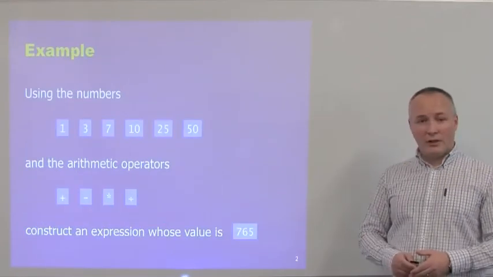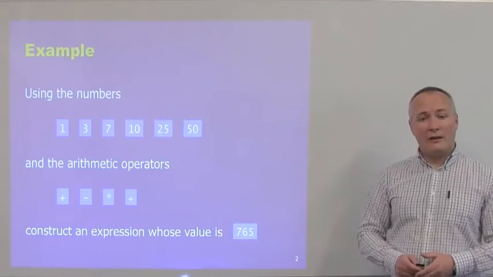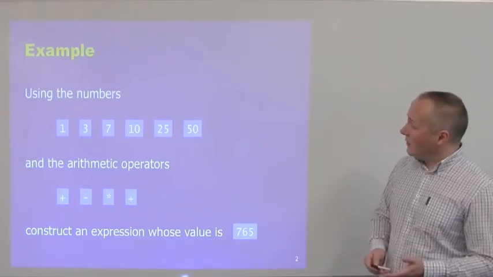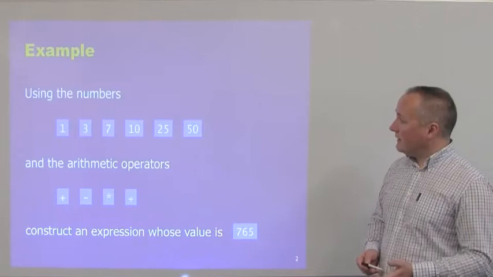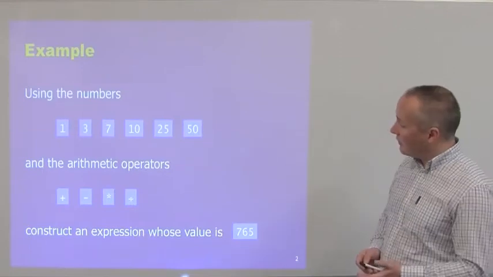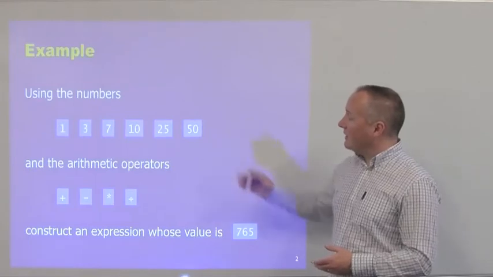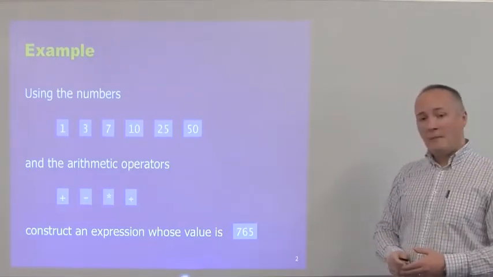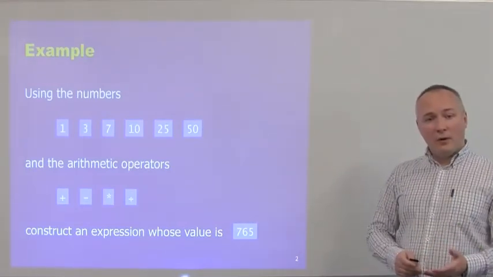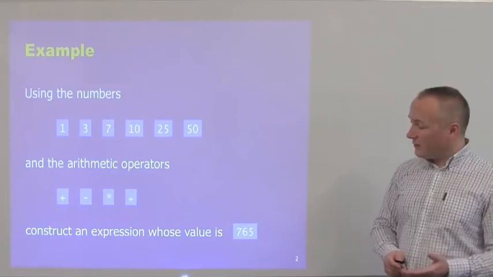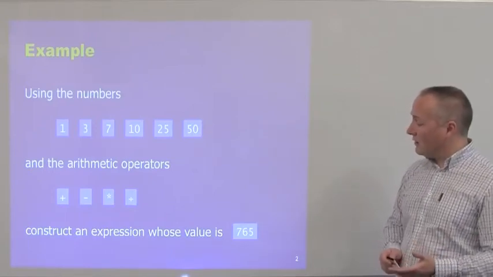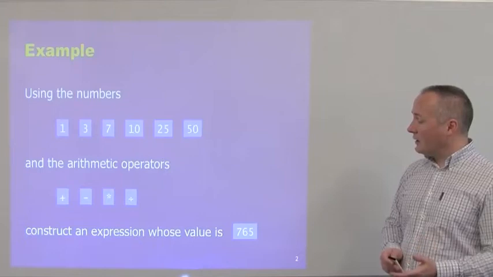So let's introduce the problem by means of an example. The problem is you're given 6 numbers to start with. So suppose we're given the numbers 1, 3, 7, 10, 25 and 50. And you can use the 4 standard arithmetic operators, so you have addition, subtraction, multiplication and division.